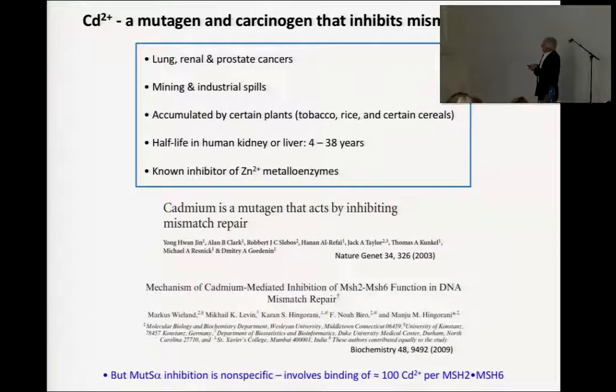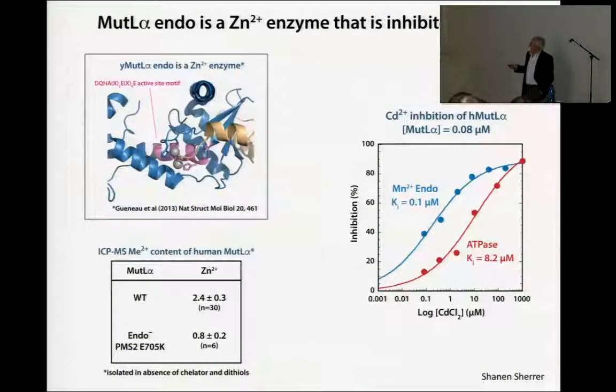But cadmium is a well-known inhibitor of zinc metalloenzymes, and we were prompted to reinvestigate this question by the fact that MutLα endonuclease is a zinc enzyme. And this shows the active site of the C-terminal domain of yeast MutLα, which was solved recently by Charbonnier and colleagues in France. It contains 2 bound zinc ions, and the endonuclease active site motif that I mentioned earlier plays an important role in their coordination.